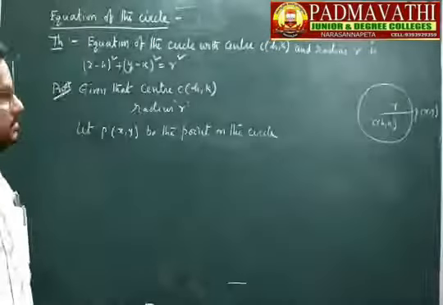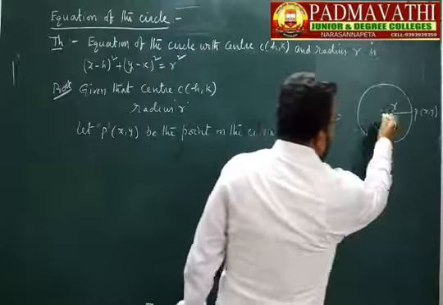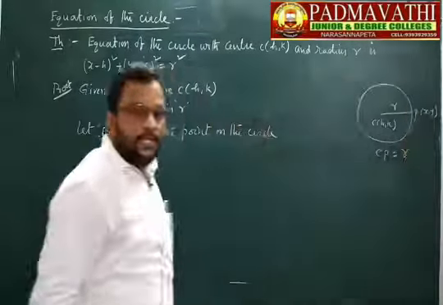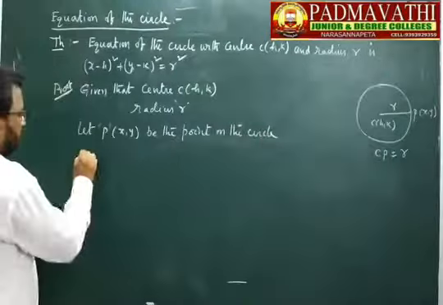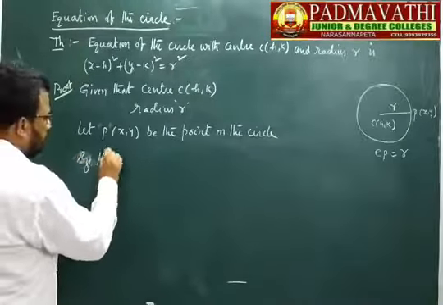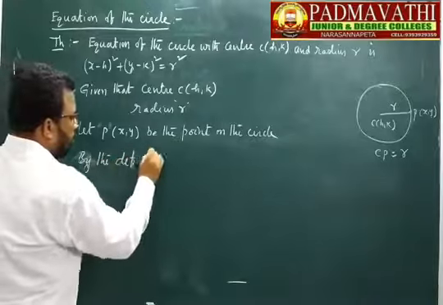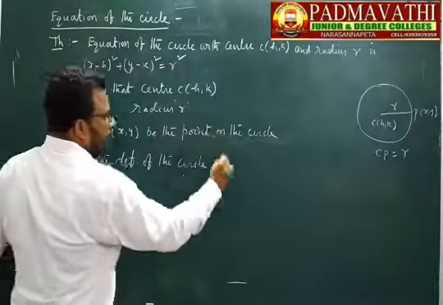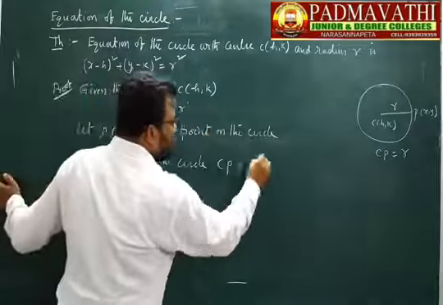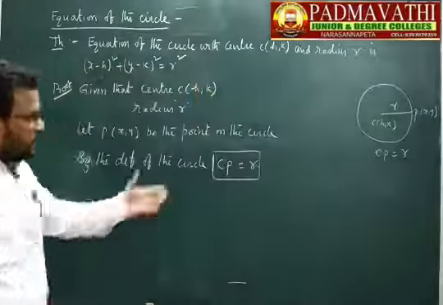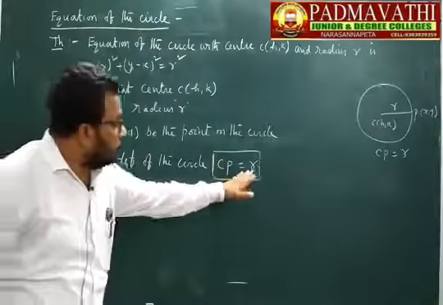By the mathematical definition of the circle, we know that CP is equal to r. This is the definition.